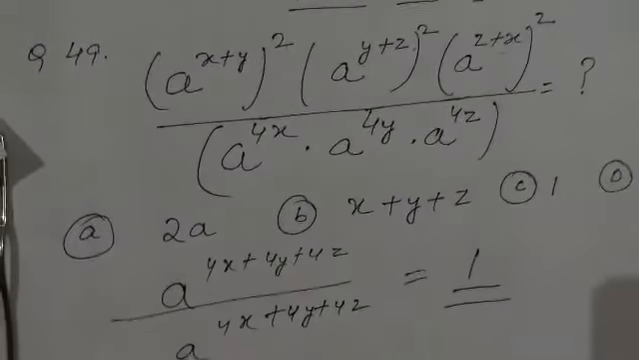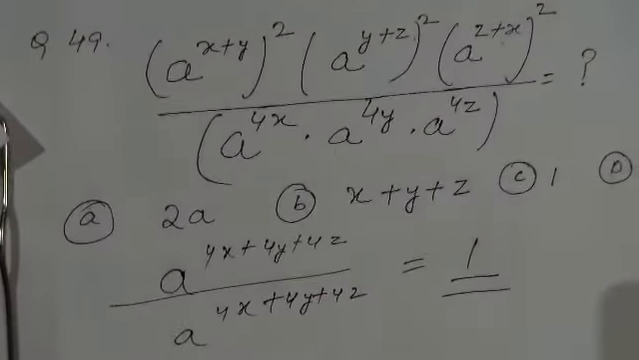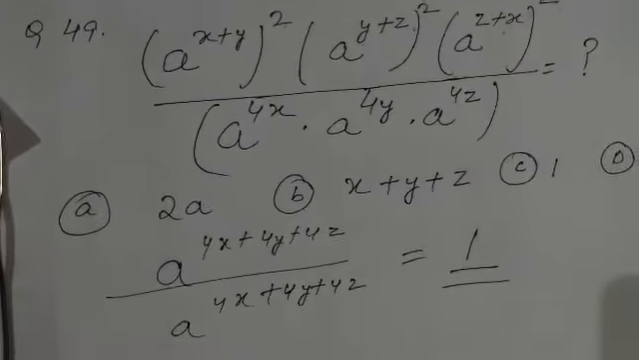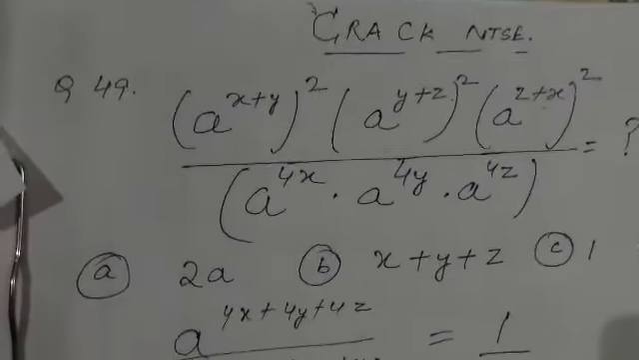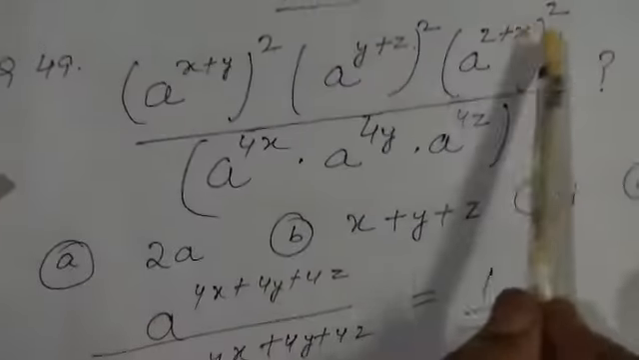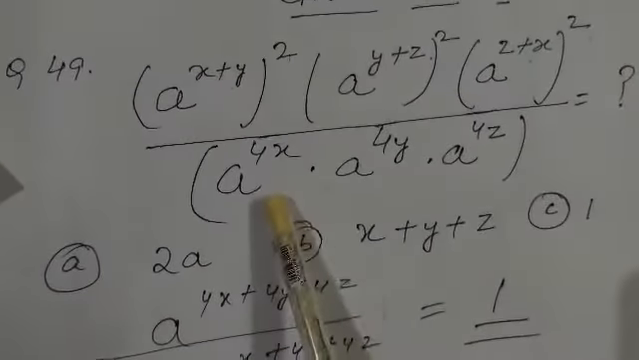This is question 49 of crack NTSC. a to the power (x plus y) whole square. We can do it directly. How many x are there in the numerator terms? 2x, here also 2x, 2x, 2x, so 4x.